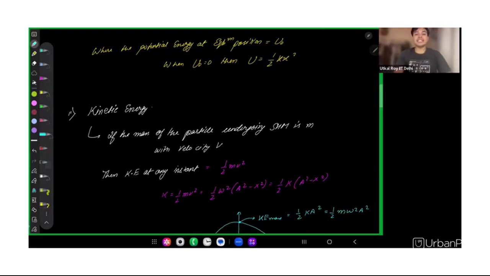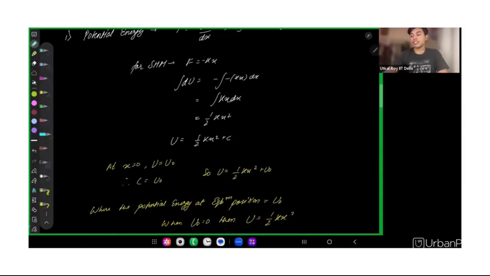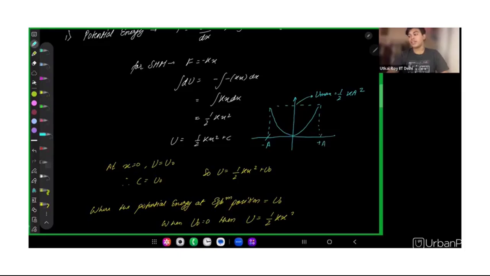Let me draw the graph of potential energy also for you guys. For potential energy, the graph is a normal parabola. In kinetic, it is inverted. In potential, it is a normal parabola, where this will be the U max, which is half k A squared, right? This is minus A, this is plus A, the total maximum and minimum amplitude by which your body can move, right?